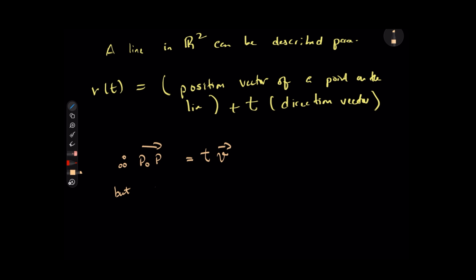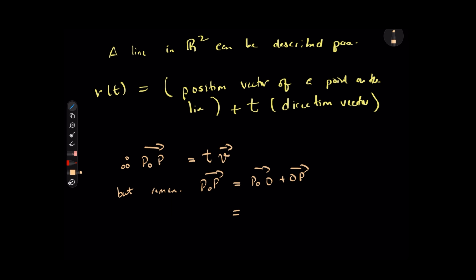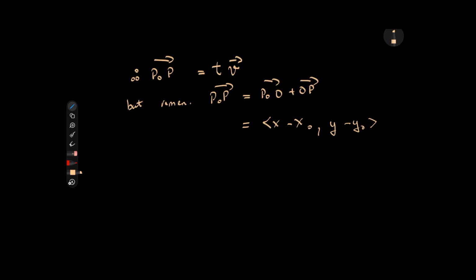Remember that P0 to P is equal to P0 to O plus O to P. And from our question, we have P0 is x0, y0, and P is x comma y. So P0 to O would be x minus x0 comma y minus y0 in the direction of V, because it told us that in the question. So let's write that down as well.